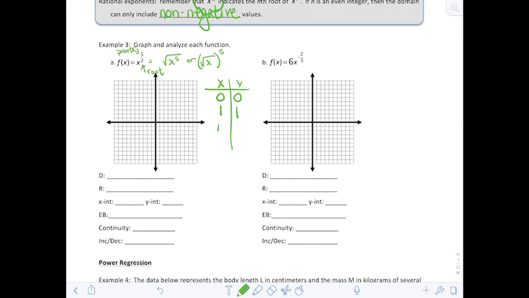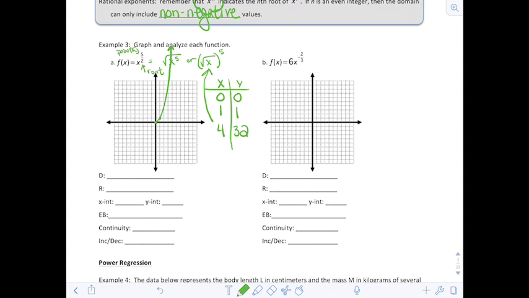I'm going to plug in my next perfect square, 4. If I take the square root of 4, that gives me 2, and 2 to the 5th is 32. Gosh, that's going to be way off my graph. That's really steep. So let's graph this. I have 0, 0, 1, 1, and then I have 4, 32. Goodness, it's way, way up here. So this is just going to extend.